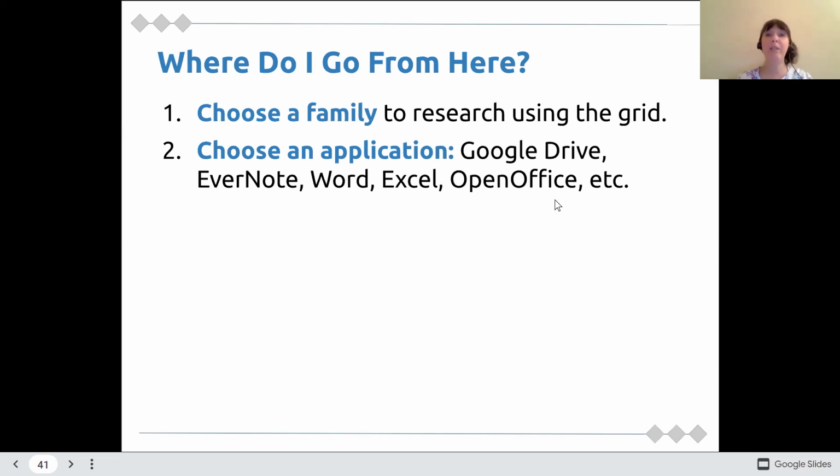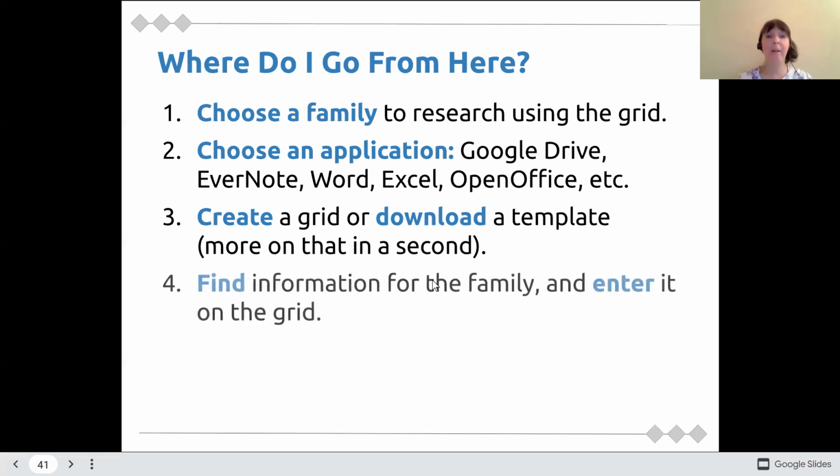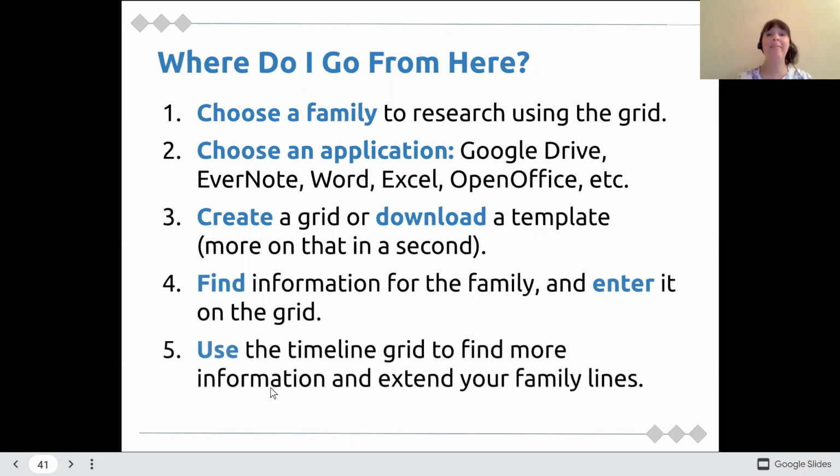And then decide which application you'd like to use, whether you'd like to do Google Drive, Evernote, Word, Excel, OpenOffice, OneNote. The sky's the limit, really. Any application that will let you create a table, you can use for a timeline grid. And then you can either create the grid yourself, or you can download a template, more on that in a second, and then find the information on the family, enter it into the grid, and then look at the grid and use it to extend your research or find more information.